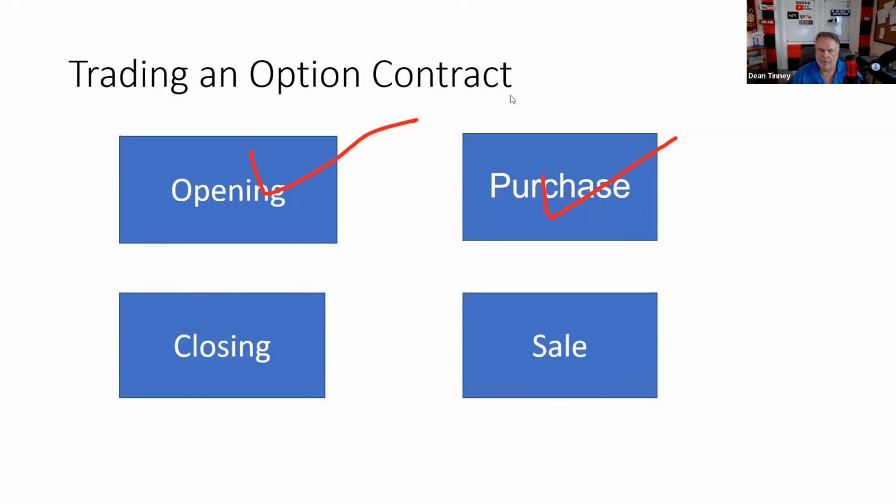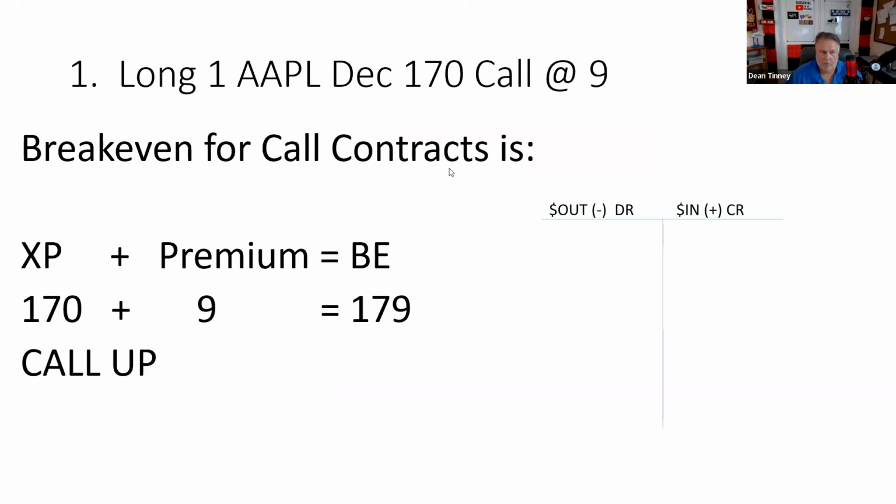All right. So let's do our opening purchase on this position. And here's the first of our 4 positions. We're going to go long 1 Apple, December 170, call at 9. Let's put this in test phraseology. Your customer goes long 1 Apple, December 170, call at 9, when Apple's at 172.